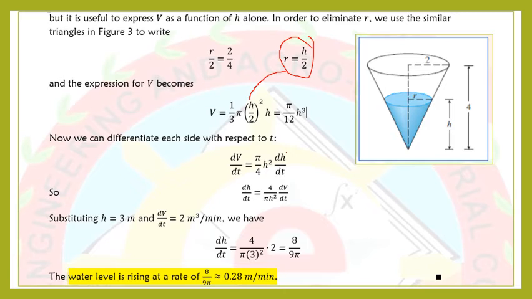Okay. So substituting h equals 3 meters, so given ito, class. And then dV over dt equals 2 cubic meters per minute. We have dh over dt. Okay, so solving for dh over dt here, ito yung maa-arrive natin. So, substitute natin itong mga values na to. So, dh over dt is magiging 4 over pi times h, replaced by 3, and then squared, times yung dV over dt is 2. We have 8 over 9 pi. Therefore, the water level is rising at a rate of 8 over 9 pi, or approximately 0.28 meters per minute.